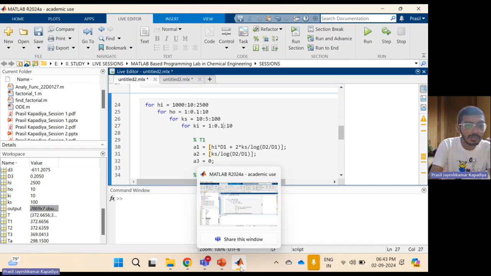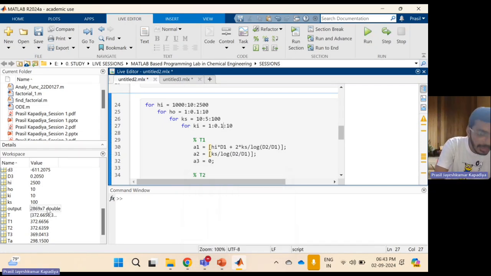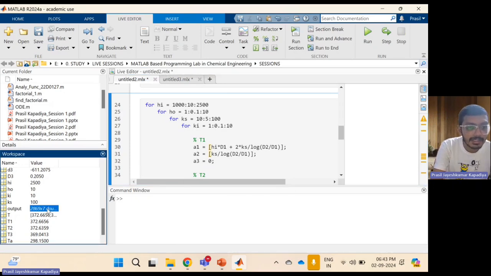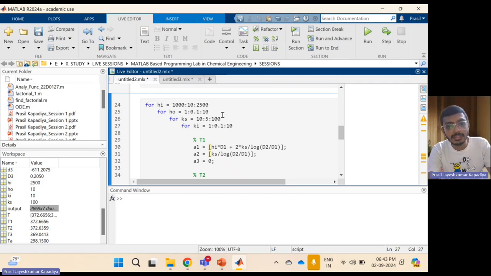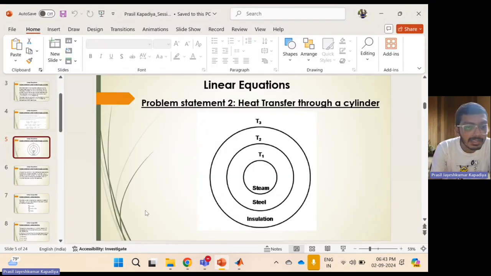Because we have a huge matrix. So see, still here we are getting 2,869 solutions. Now we won't see much by this difference, but you understand how we can solve this kind of problem. So this was all for linear equations.